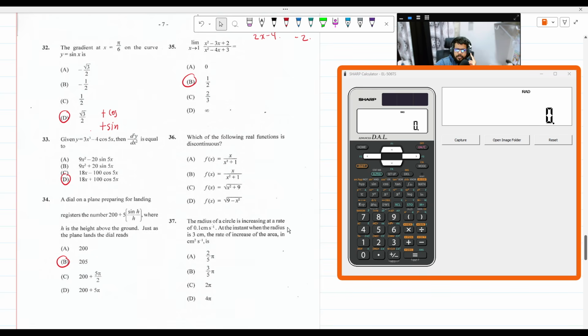Which of the following real functions is discontinuous? So the only one that will give me a problem on the denominator is x over x cubed plus 1. I can solve that because x cubed... yeah, so A is going to be my answer. I can solve when the denominator is equal to 0. For part B, I cannot solve when the denominator is 0 because I'm going to get x squared is equal to minus 1. I wouldn't get any answers. I'll get an answer for E.